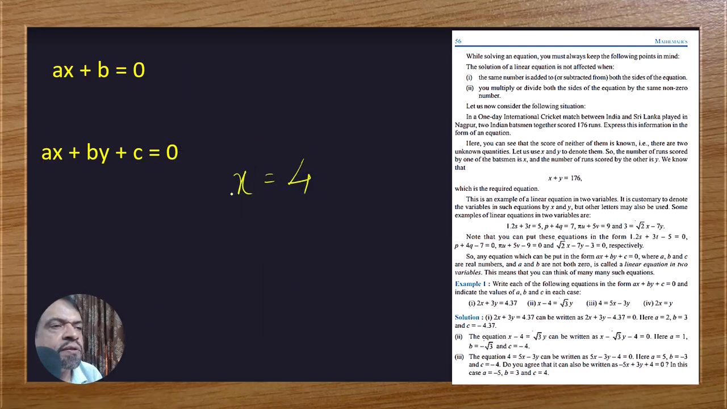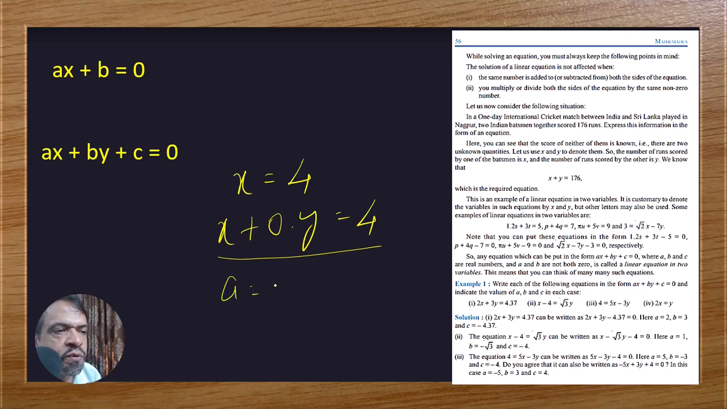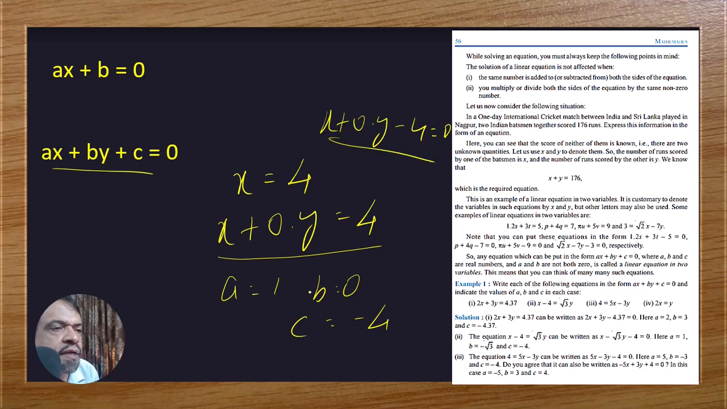Suppose x is equal to 4 is given. So we can convert it into the form of a linear equation in two variables. How? x plus 0y is equal to 4. This can be arranged in the form of a linear equation in two variables because there is no y in the equation, so we'll write 0 into y. So here A is equal to 1, B means the coefficient of y is 0, and C is equal to minus 4, not 4, because the standard form is x plus 0y minus 4 is equal to 0. Comparing with this one, these are A, B, C.